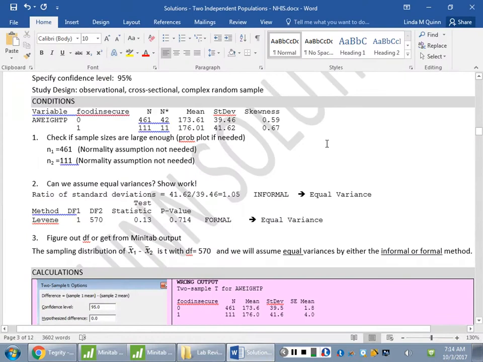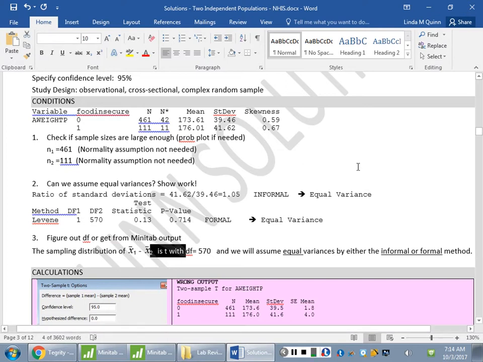The first thing is to check if the sample sizes are large enough. The first sample size is 461, and the normality assumption is not needed. The second sample size is 111, and once again the normality assumption is not needed. In both cases, the central limit theorem is going to kick into play, and I'm going to be able to assume I'm using a sampling distribution. That's a t distribution. So those two samples being large enough, step one tells me that I can use a t distribution.